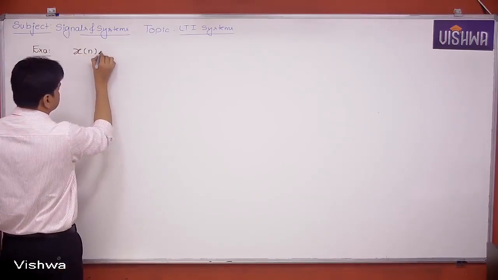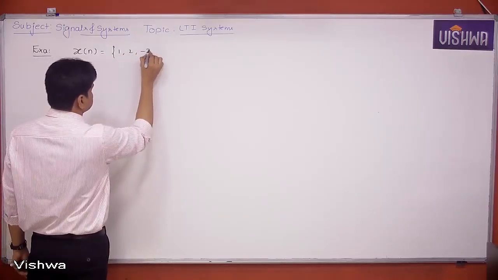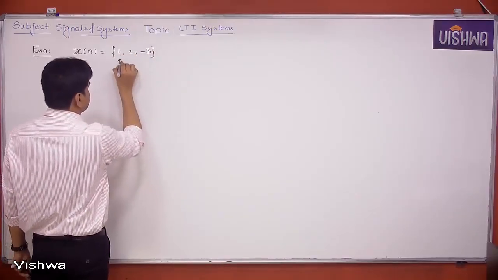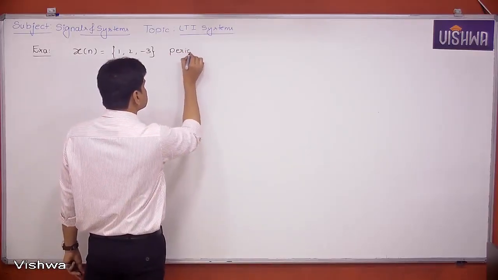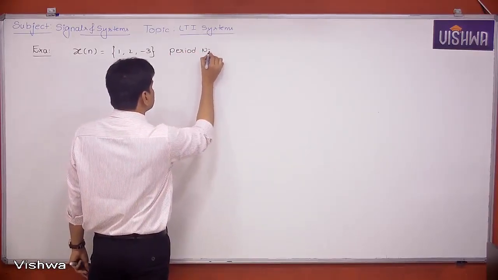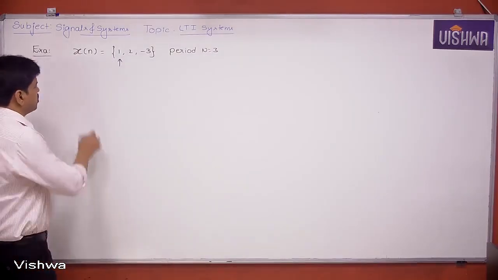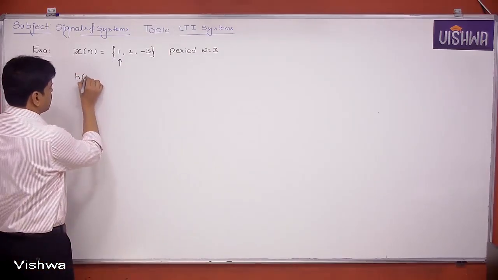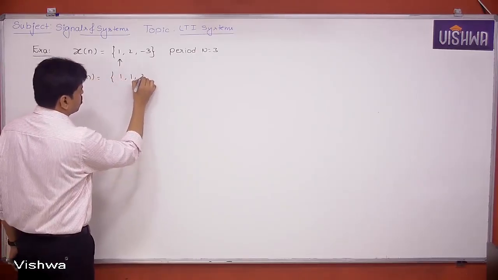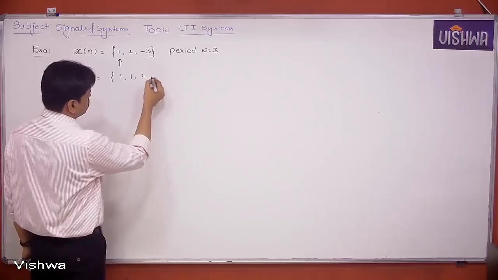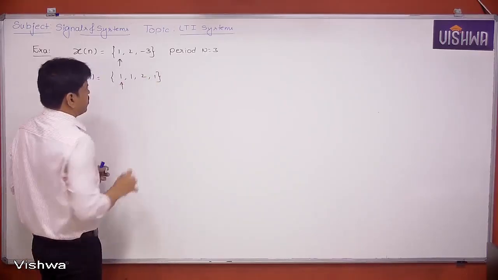Let's take one example so that you can understand it easily. x of n is equal to 1, 2, minus 3. It is a periodic signal with a period N equal to 3. Then h of n, which is the LTI system, is 1, 1, 2, 1. So this is h of n given.